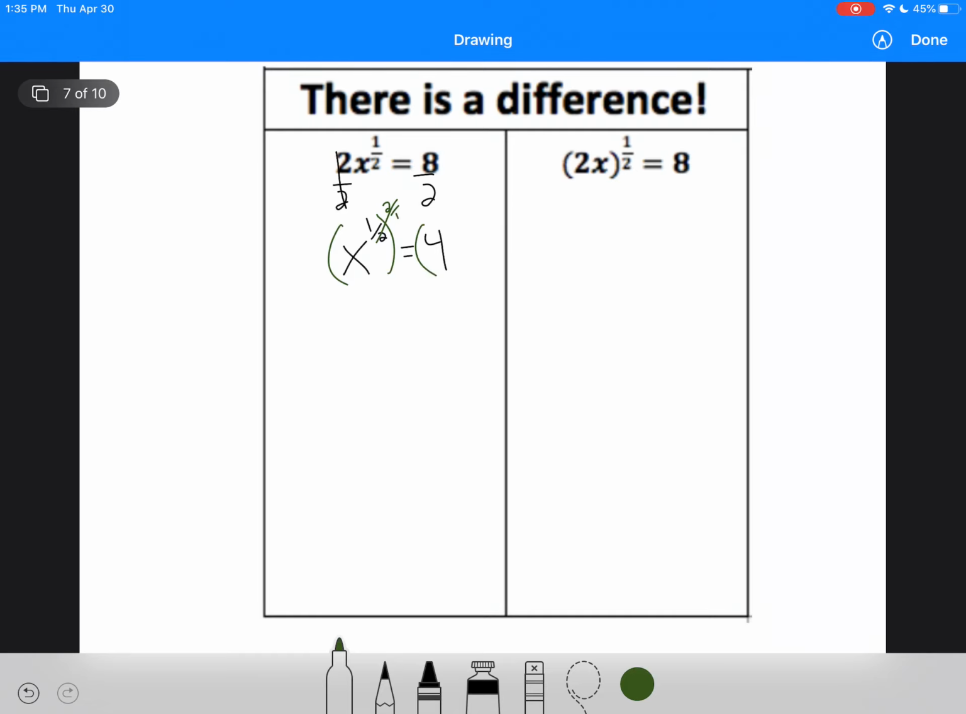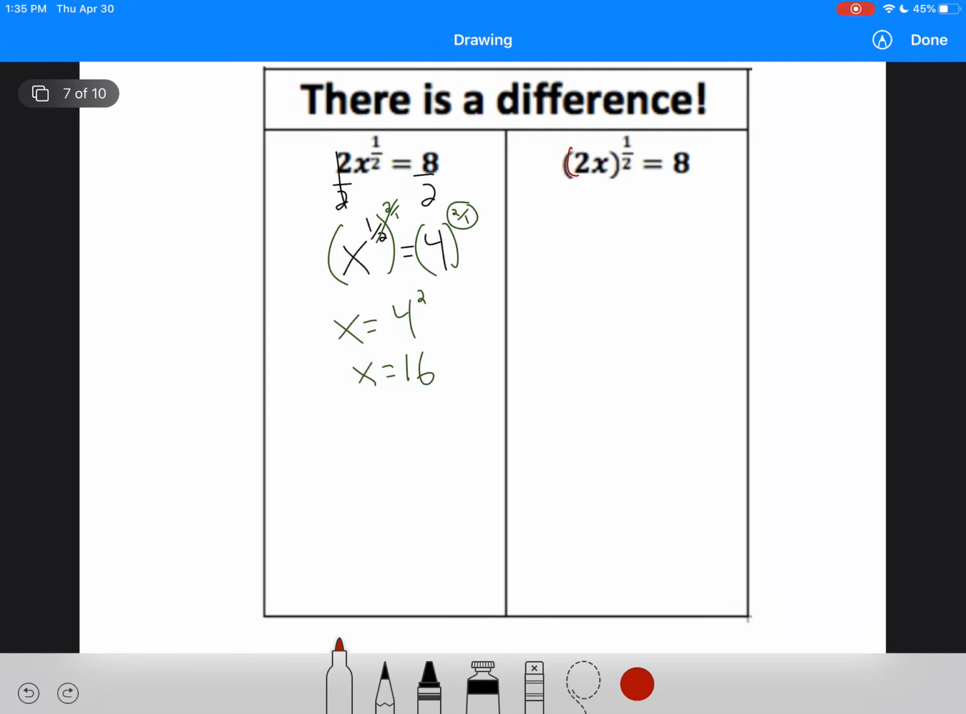And then you could continue, and you can get rid of the 1/2 exponent by raising it to the power of 2 over 1. You get x equals 4. Now here, we don't actually have to rewrite this as a radical because 2 over 1 is just 2. That's like saying 4 to the power of 2, which is 16, right?